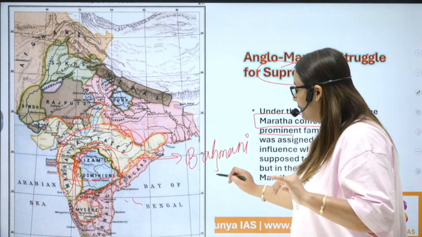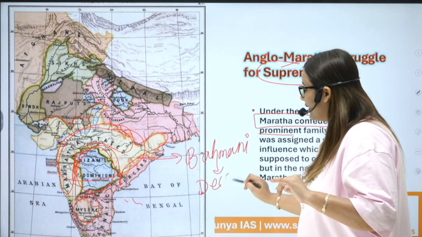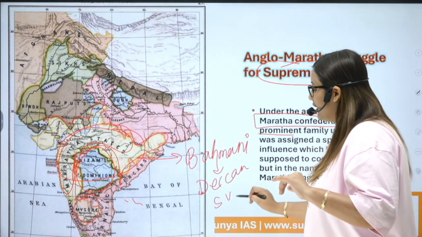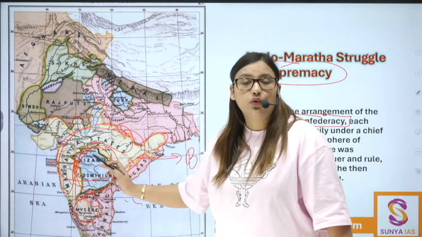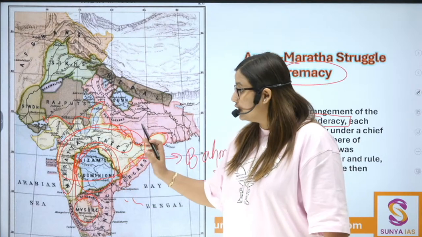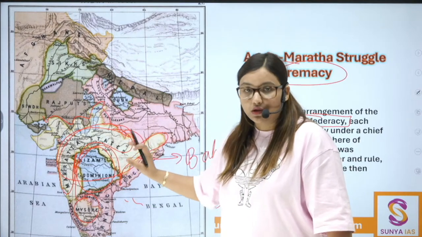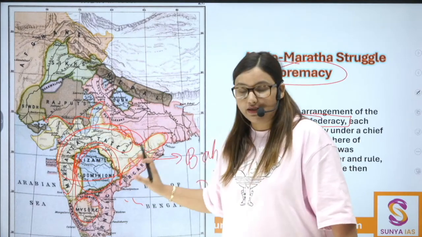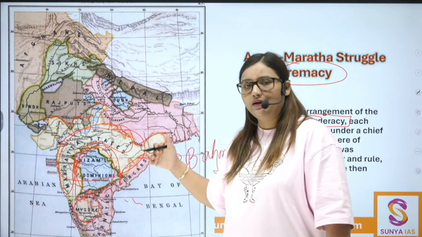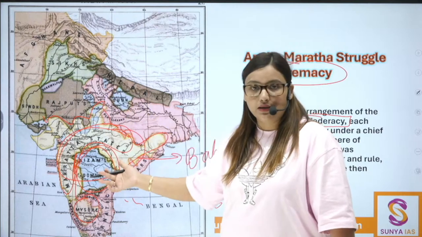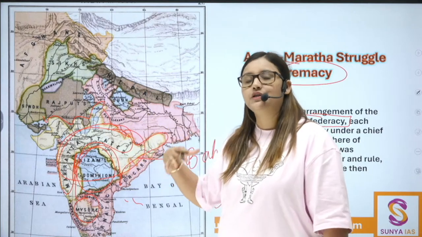So Bahamani kingdom became Deccan Sultanate, the Grand Alliance. In the Deccan Sultanate, we had Bijapur, Berar, Bidar, Golconda, right? So these Deccan rulers had a confederacy. And during the medieval times, they used to be together. And it was penetrated by the Mughals, initially by Akbar and then Shah Jahan.